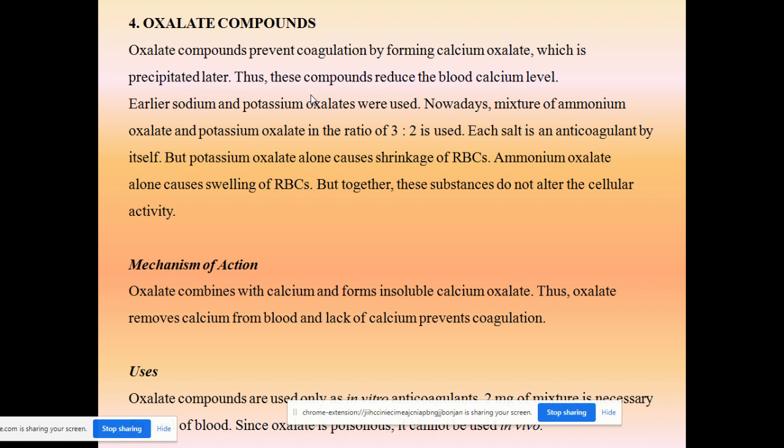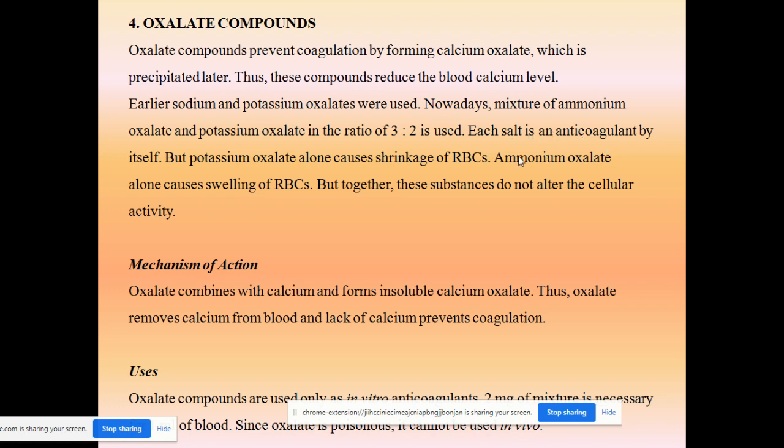Next, oxalate compounds also prevent coagulation by forming calcium oxalate. The main role of EDTA and oxalate is to remove calcium, which is then precipitated later. These compounds reduce the blood calcium level. Earlier, sodium and potassium oxalates were used. Nowadays, a mixture of ammonium oxalate and potassium oxalate in the ratio 3:2 is used.